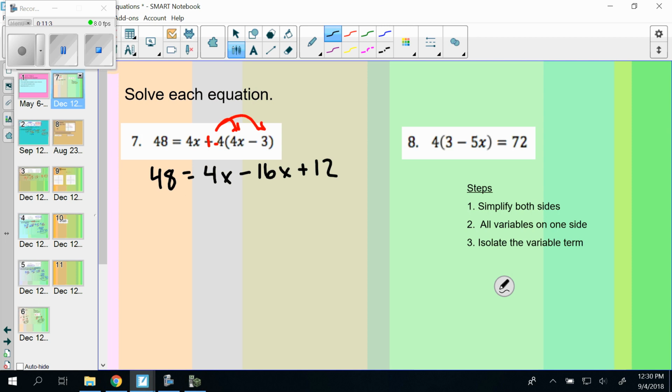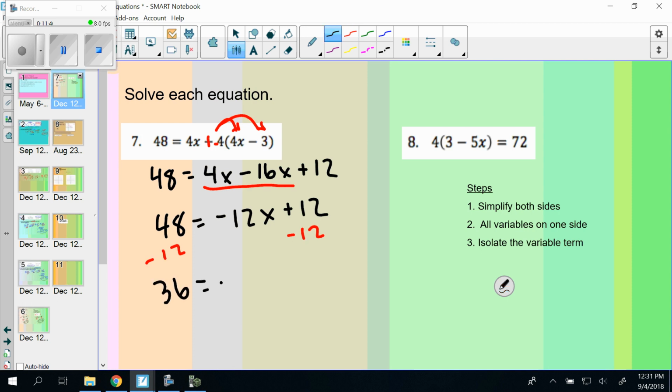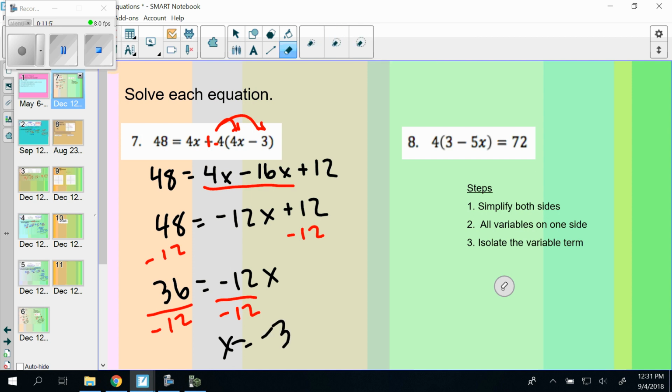Now we do look to combine the like terms that are on the same side. Those are like terms there. That'd be negative 12x. Now this is one of those equations like we've been doing. Do the opposite, get our constant terms together. And finally do some division here. Divide by negative 12 because it's negative. And you would get an answer of negative 3. So the answer for that one would be negative 3.